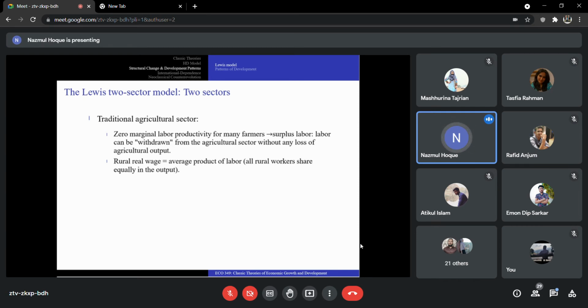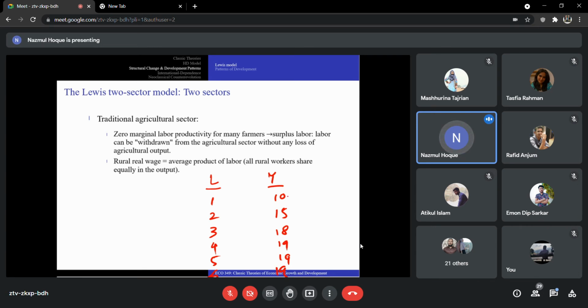So let's say, for example, we have labor here and output here. When you employ one worker, we get 10 units of output. We employ two workers, we get 15 units of output. Three workers, let's say 18 units of output. Four workers, let's say 19. Five workers, 19. Six workers, 19, and so on.